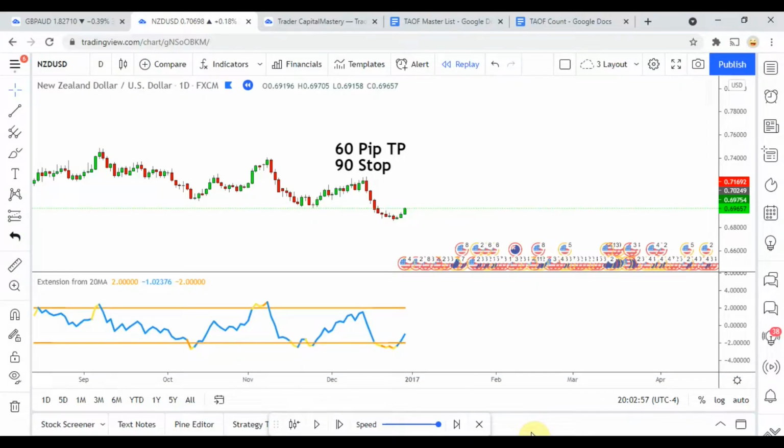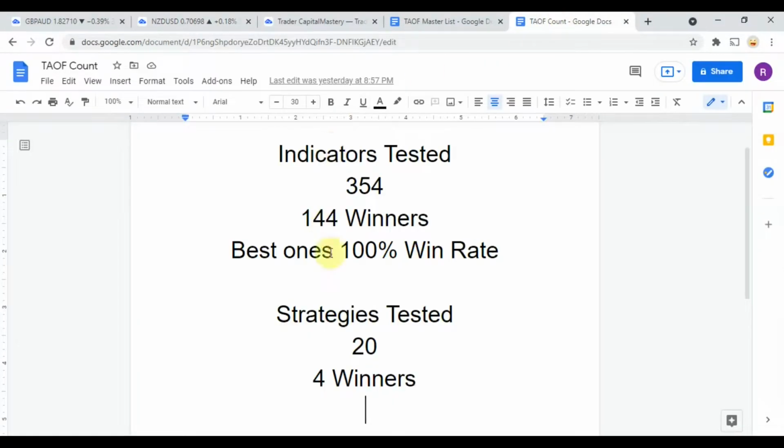Alright, as I said, today we will be testing the extension from 20 MA indicator. Before we do though, I wanted to put the testing scoreboard up for everyone to see. To date, we have tested a total of 20 strategies, with 4 of them being winners, and we have tested a total of 354 indicators, with a total of 144 winners, which means that they have met or exceeded the 60% win-loss ratio threshold that we have set for them.